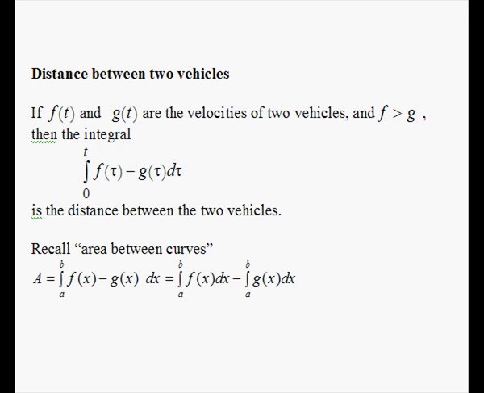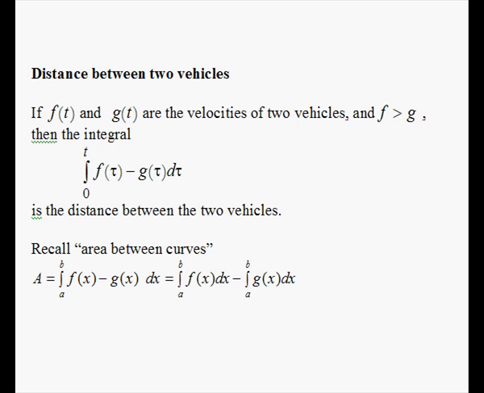If the area between the curves is positive, then you do have a gain, right? And where they cross, where the profit is zero, is the break-even point. All right. But we're going to do the example here for the distance between two vehicles.